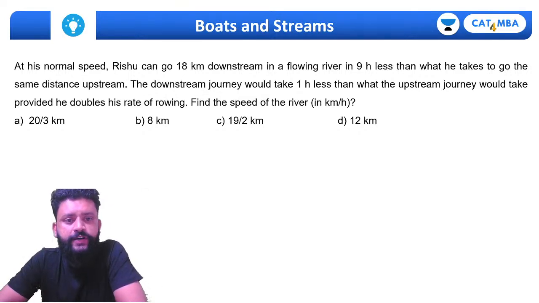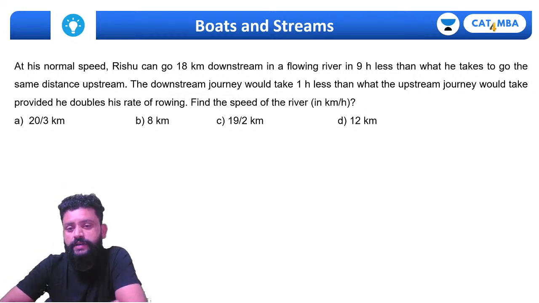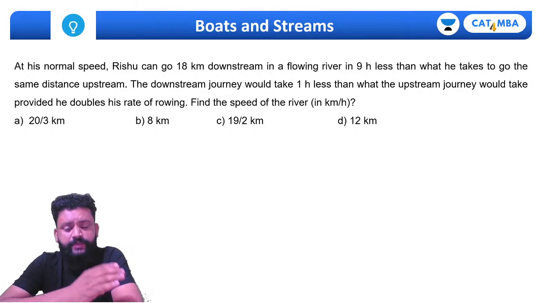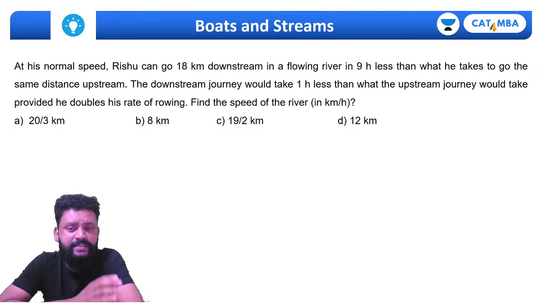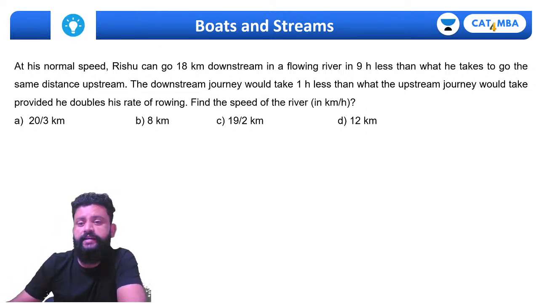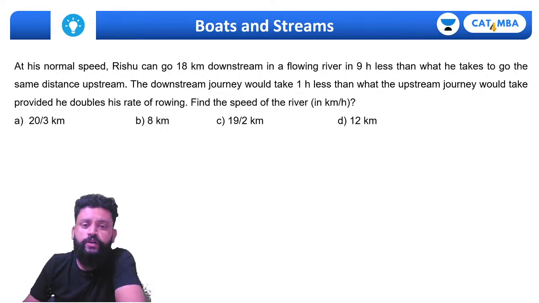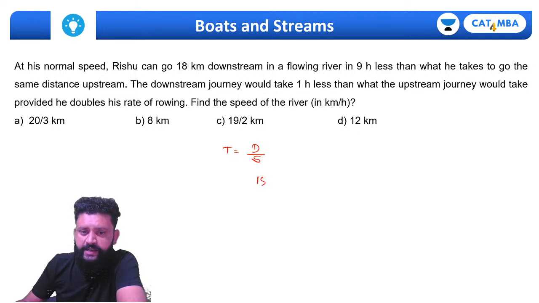At his normal speed, Rishi can go 18 kilometer downstream in a flowing river in 9 hours less than what he takes to go the same distance upstream. So there is a difference of 9 hours. Going downstream will of course take less time, and going upstream will take more time. So when he goes 18 kilometers downstream, the difference is 9 hours compared to when he travels the same distance in the upstream direction, right. So we know time is distance upon speed, so definitely 18 kilometer distance divided by speed of upstream.